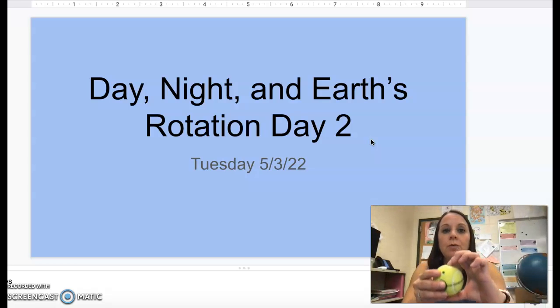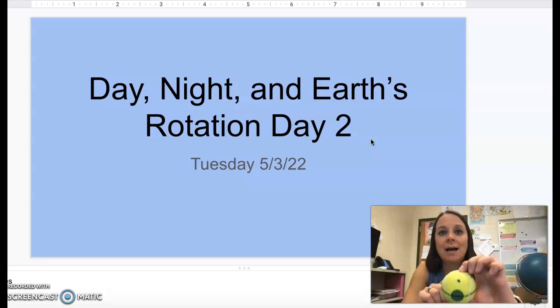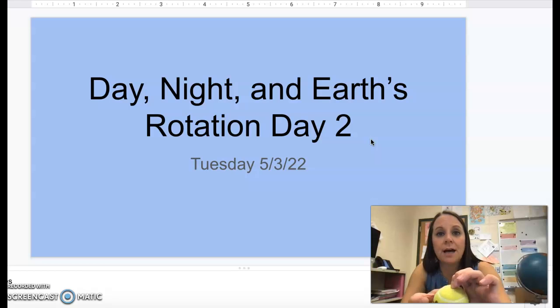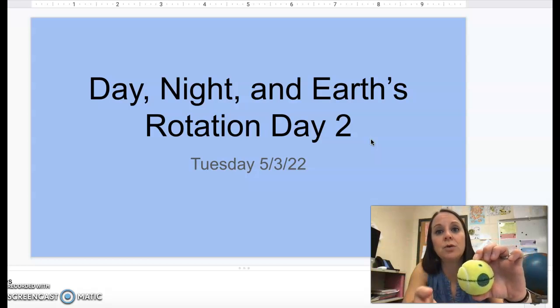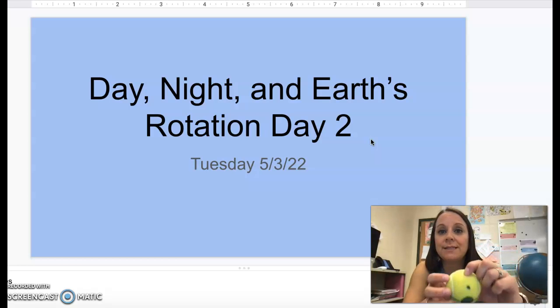Yesterday when we did the lab, we learned that the Earth rotates counterclockwise. In the lab, first we spun the Earth clockwise, and what we found is that the sun rose in the west and set in the east. Well, we know that's just not the case. So then we spun the Earth counterclockwise, and we found that the sun rises in the east and sets in the west, which we know to be true. Therefore, the Earth must be spinning counterclockwise. So that was a review of the lab we did yesterday.